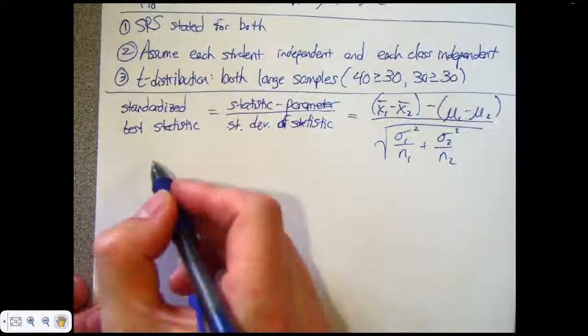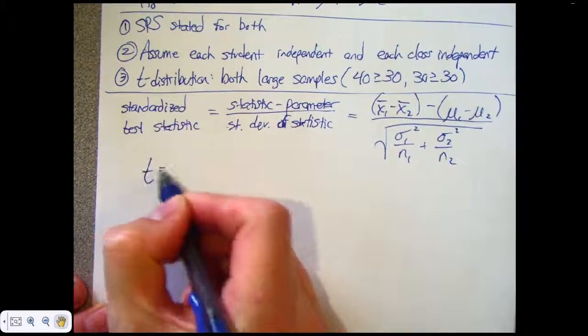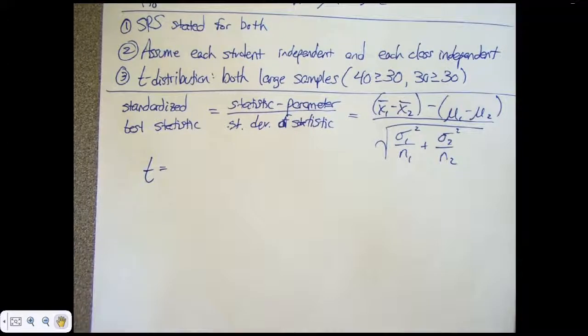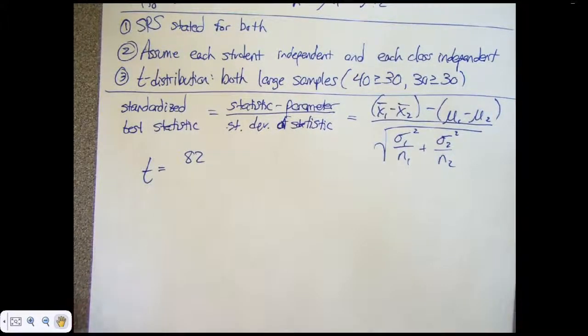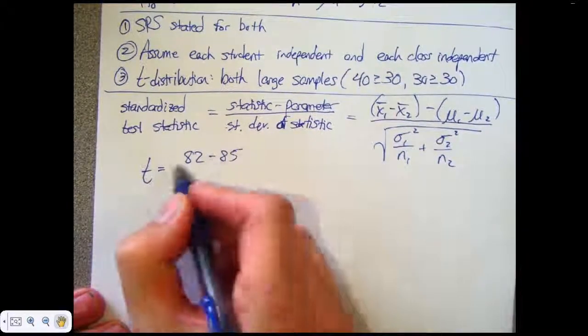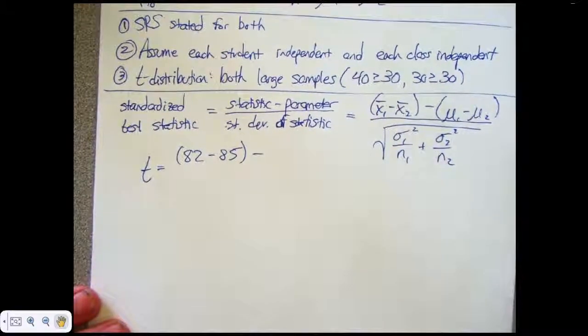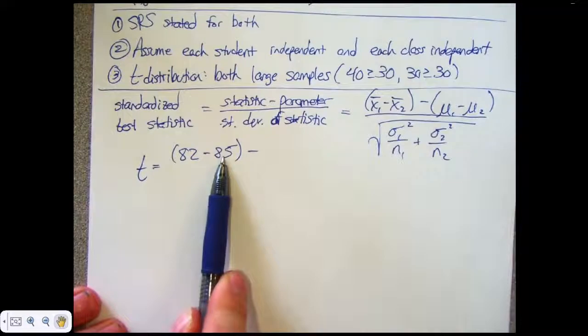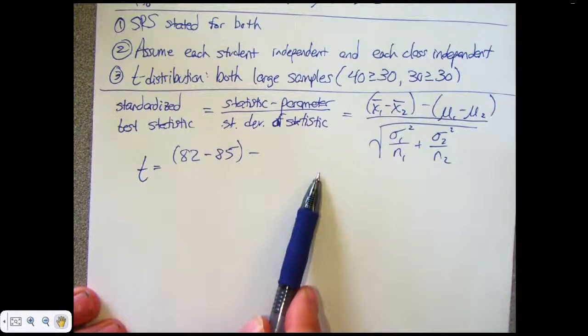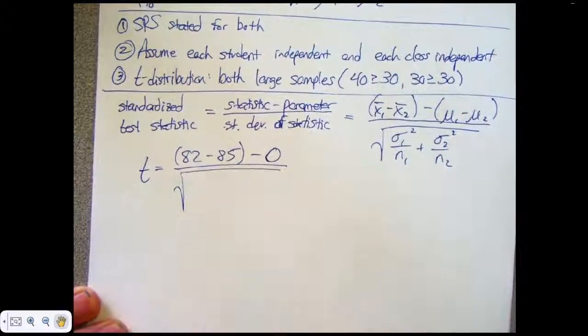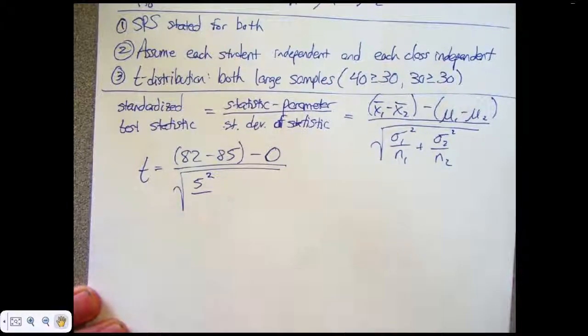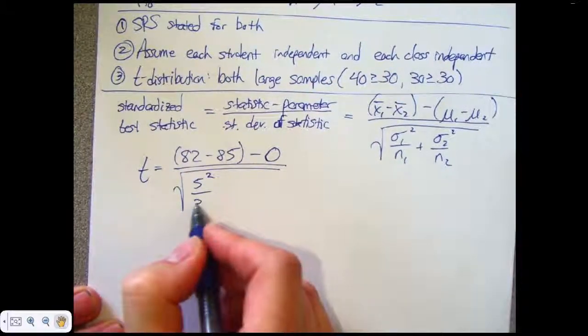So then we're going to plug in our numbers. So the standardized test statistic is t. What's x bar 1? 82. The way I define things, third hour is like the first sample. Minus 85. So this is x bar 1 minus x bar 2. And again, what's mu1 minus mu2 in all of these? 0. And then I'm going to plug in all that stuff on the bottom. So this is 5 squared over 30.